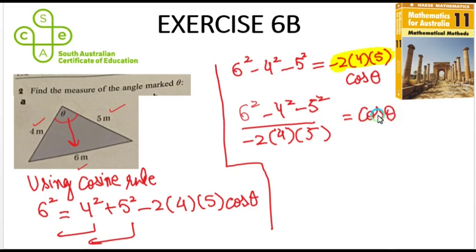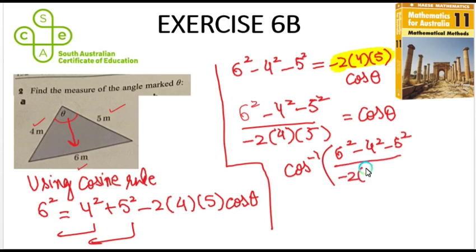Okay. We need the angle only, not the cos of theta. So it means we have to take inverse of both. So this will become cos inverse of this whole fraction, 6 square minus 4 square minus 5 square over minus 2 times 4 times 5, and here cos inverse and cos cancel, so we are left with only theta. So this will be the theta.